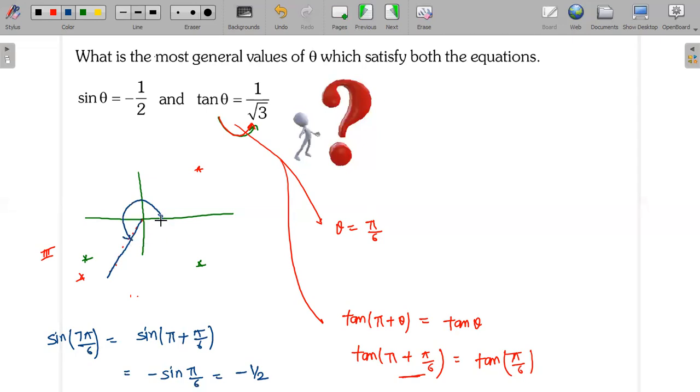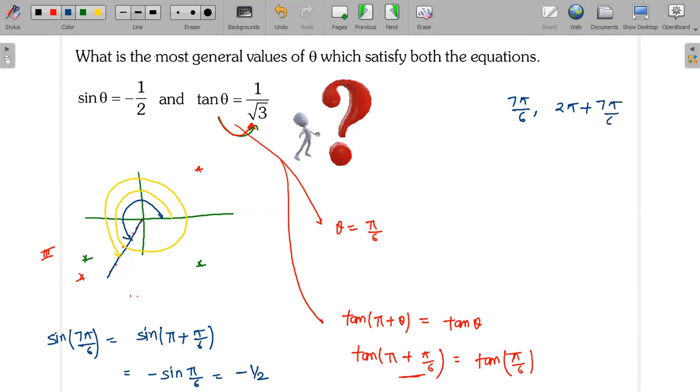Now, if someone asks you, then what will be the another solution? Then you would say, for the another solution, you have to wait for the further 2 pi length of interval. So once you travel further 2 pi length of interval, this is what your next solution will be: 7 pi by 6, and then we have another solution, 2 pi plus 7 pi by 6.